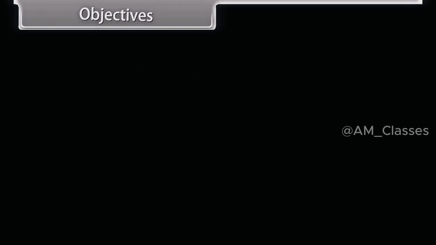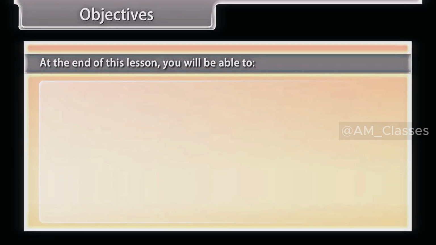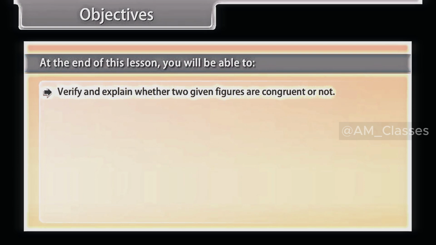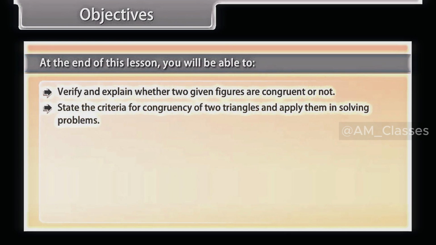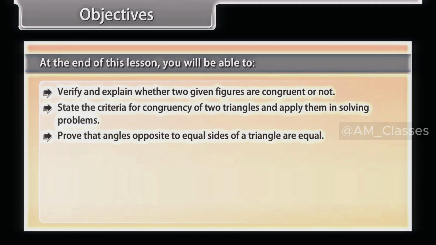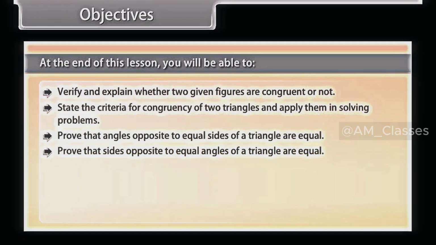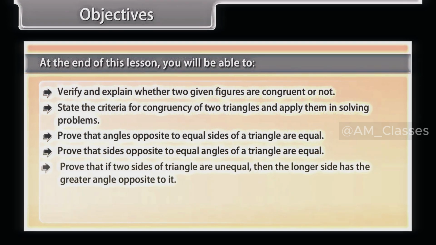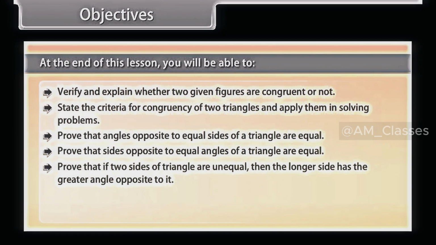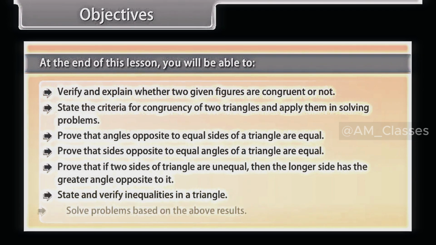Objectives. At the end of this lesson, you'll be able to verify and explain whether two given figures are congruent or not, state the criteria for congruency of two triangles and apply them in solving problems, prove that angles opposite to equal sides of a triangle are equal, prove that sides opposite to equal angles of a triangle are equal, prove that if two sides of a triangle are unequal, then the longer side has the greater angle opposite to it, state and verify inequalities in a triangle, solve problems based on the above results.